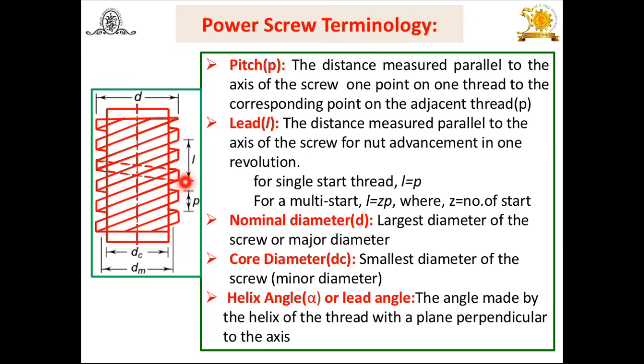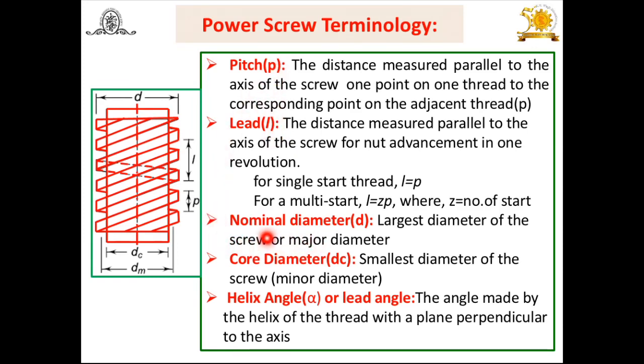The distance is again measured parallel to the axis, but it is the nut advancement in one revolution. That means when it rotates through one revolution. Take the example: the position of the nut is here. When it completes one revolution, half a revolution takes this position and the other half takes this position. This axial movement is known as the lead. That means the distance parallel to the axis for a nut advancement in one revolution is known as the lead, denoted by small l, while pitch is denoted by p.